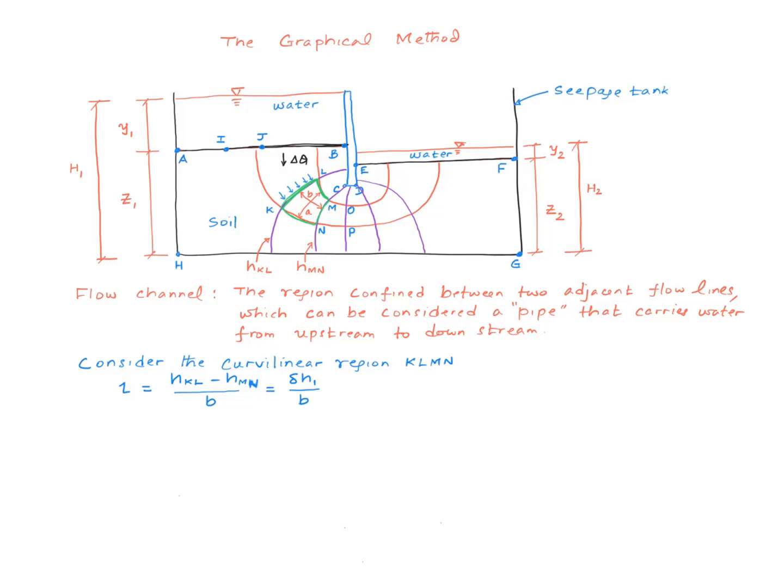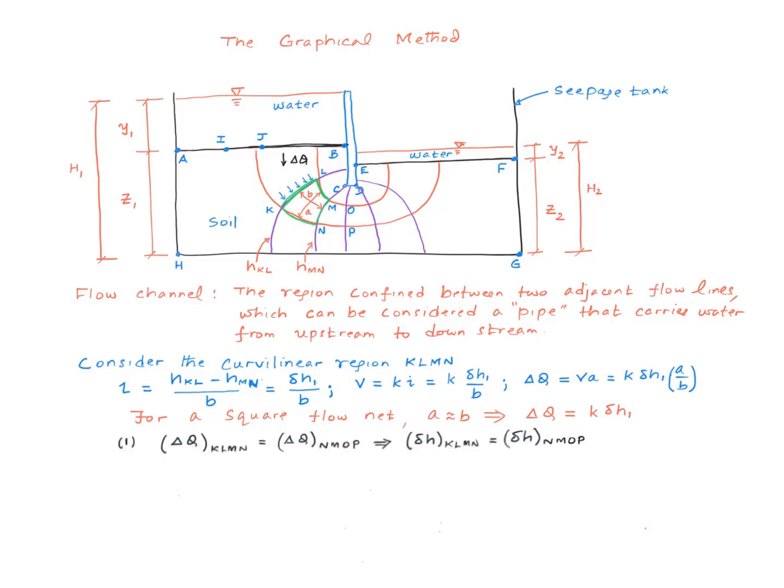We'll for now call this difference delta H1, and therefore the hydraulic gradient in that region is delta H1 divided by b. Assuming the soil to be isotropic, the velocity is given by this equation right here, and then I can calculate delta Q, which is the rate of seepage through this pipe, simply by multiplying the velocity by little a, and therefore it works out to be this right here. If we have a square flow net, then a is roughly equal to b, and therefore delta Q becomes equal to k times delta H1.